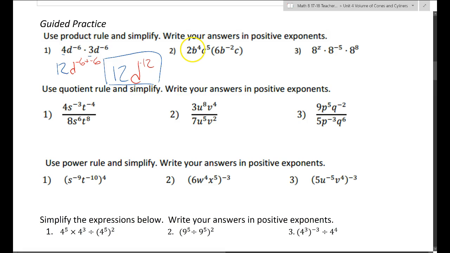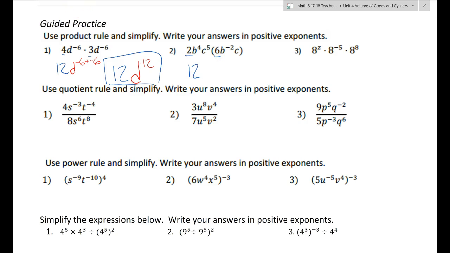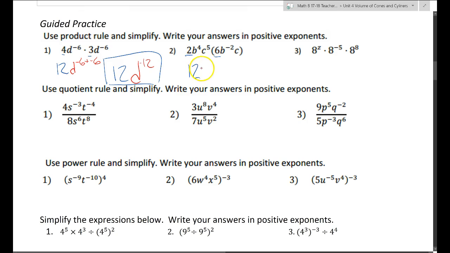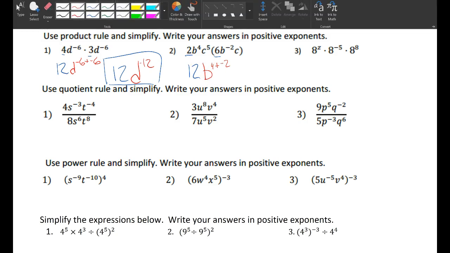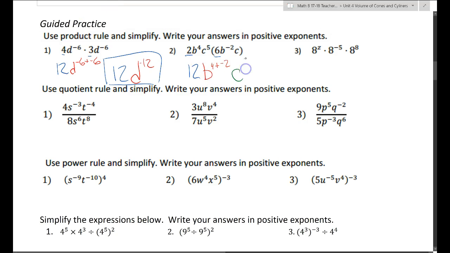Now let's come down here and combine these things. In blue, I'm going to do my numbers. So 2 times 6 is 12. In red, we'll do the b, 4. I'm multiplying, so I say plus negative 2. And then we'll do this last one in green, because why not? C, 5 plus, because I'm multiplying, and there's a little 1 up here. You can't really see it, but there we go. And once I carry that through, I'm going to see that I have 12, b to the 2, c to the 6.